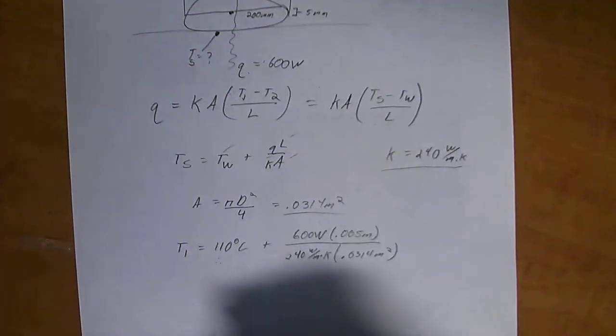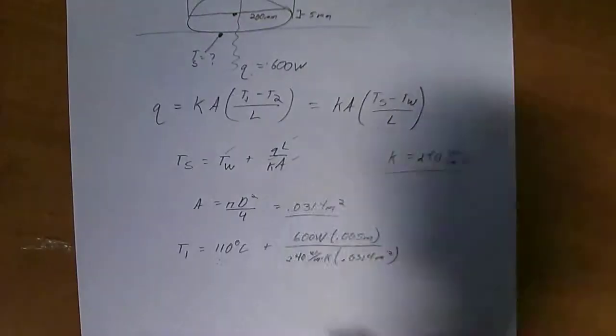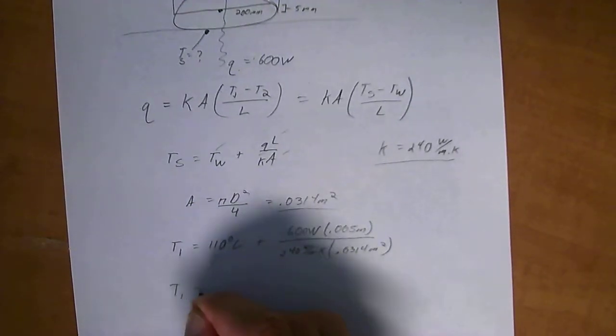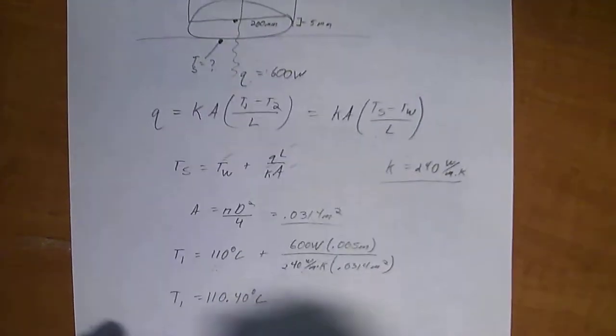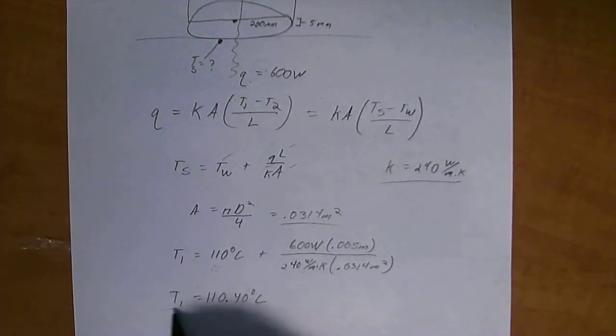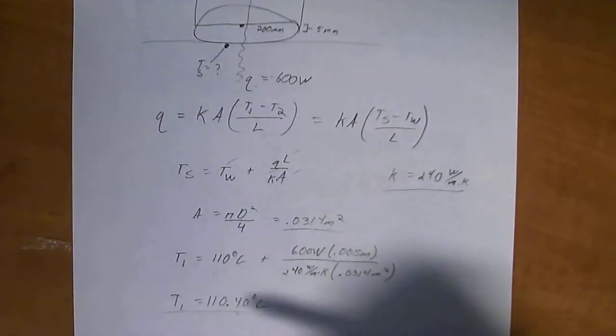But if you do all this math and just simplify it down, and ignore units, the number you'll get out is equal to 110.40 degrees C. So this is the temperature that the stove has to be at in order to heat the water to 100 degrees C. So it's a pretty good rate of heat transfer there.